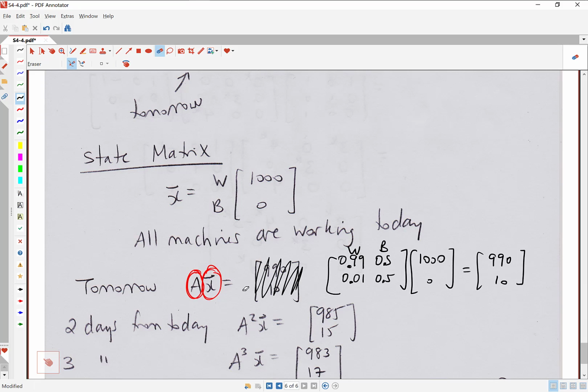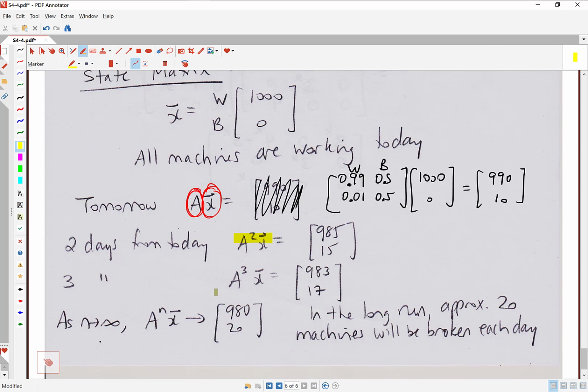If we wanted to look 2 days into the future, then we just need to multiply by A again. So that would look like A squared times X. If we wanted to look 3 days into the future, A cubed times X, etc. So X is always representing your starting point, or your state matrix today, and A to the N jumps you N time periods into the future. In this case, A to the N is jumping you N days into the future.